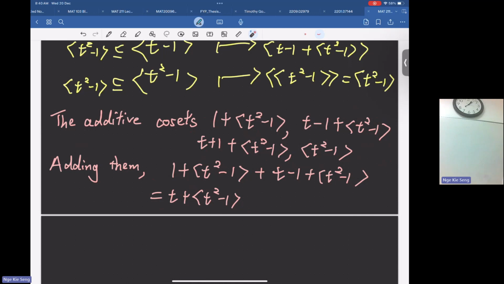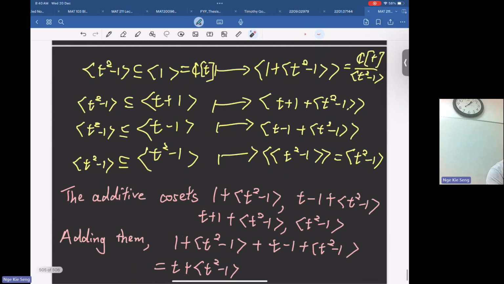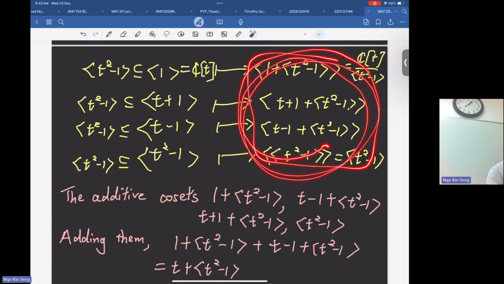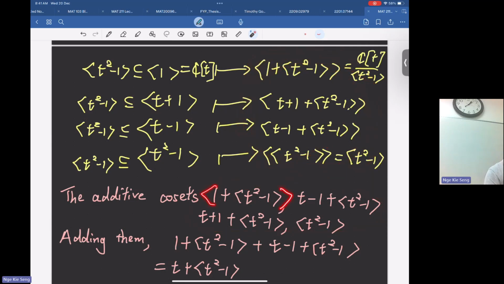Okay, so here, please differentiate. The corresponding theorems here are about ideals. But if I don't generate it, I can form the additive coset. You see, there's no bracket here.